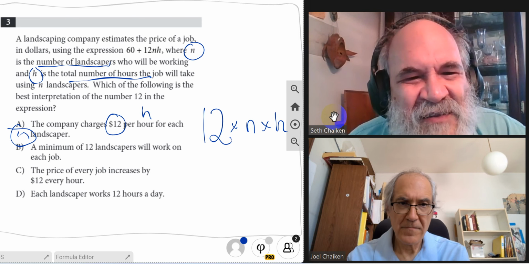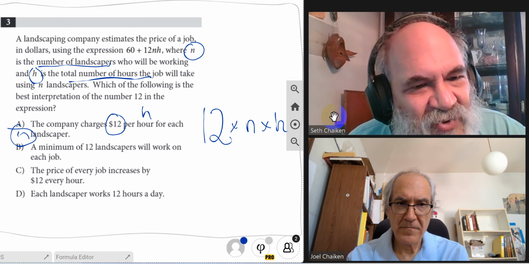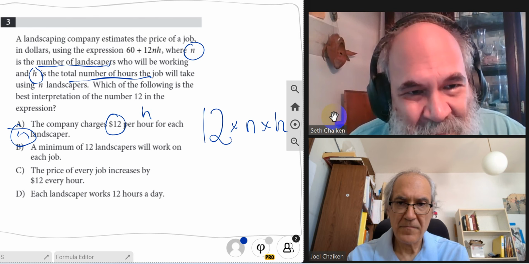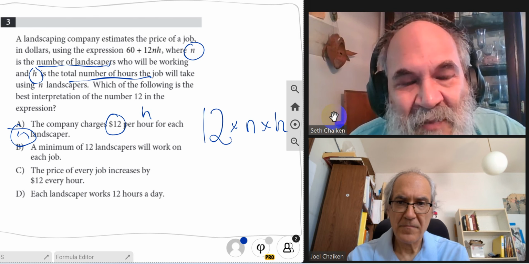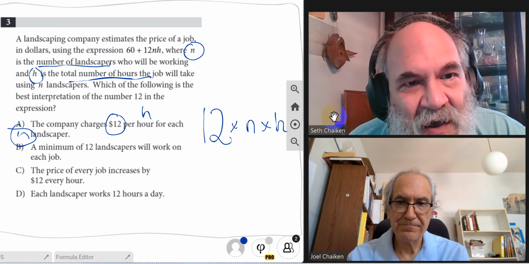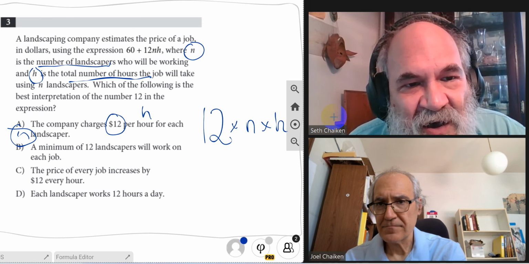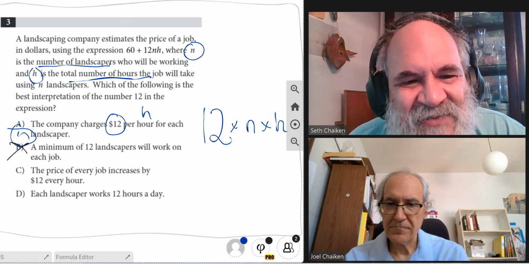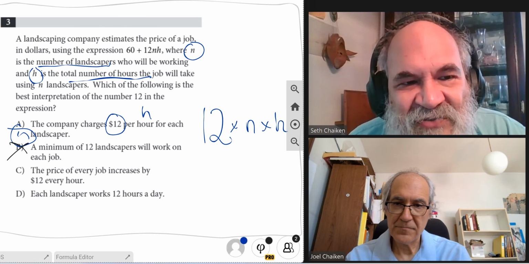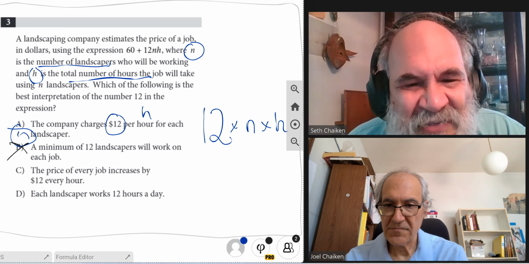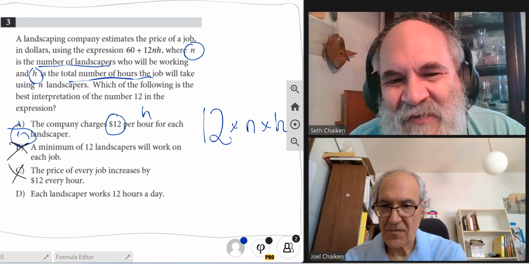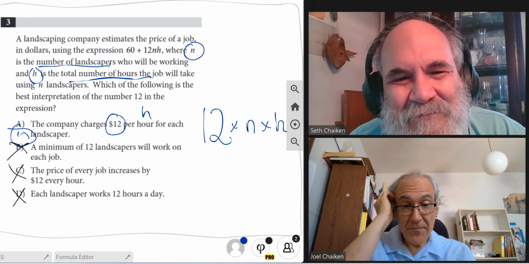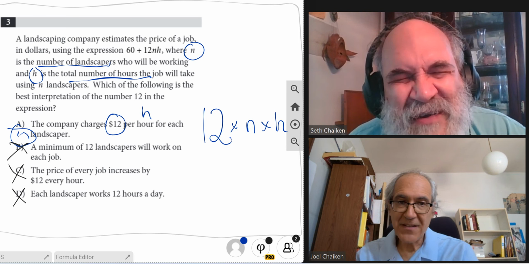Another line of reasoning that leads to the same answer is to eliminate the other 3 choices. There is nothing in the problem that says there's a minimum of 12 landscapers. True. Since the job price increases with landscapers and hours, C is false. And there is nothing that says each landscaper works 12 hours a day. True. Exactly. That's right. So then I think we did it. I think we're basically done.